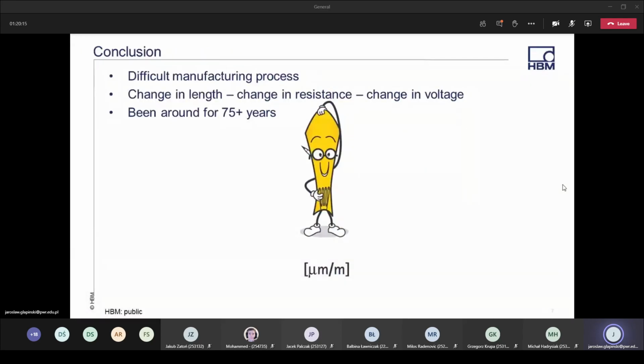So in conclusion, the manufacturing process required to build a metal foil strain gauge is rather labor intensive. A change in length in the gauge causes a change in resistance, which in turn is measured by an amplifier as a change in voltage, which is then converted back into a value for a change in length of micrometers per meter, or microstrain. The basic design hasn't really changed that much in the last 75 years. The strain gauge is going to continue to be the go-to sensor for experimental stress analysis for decades to come.